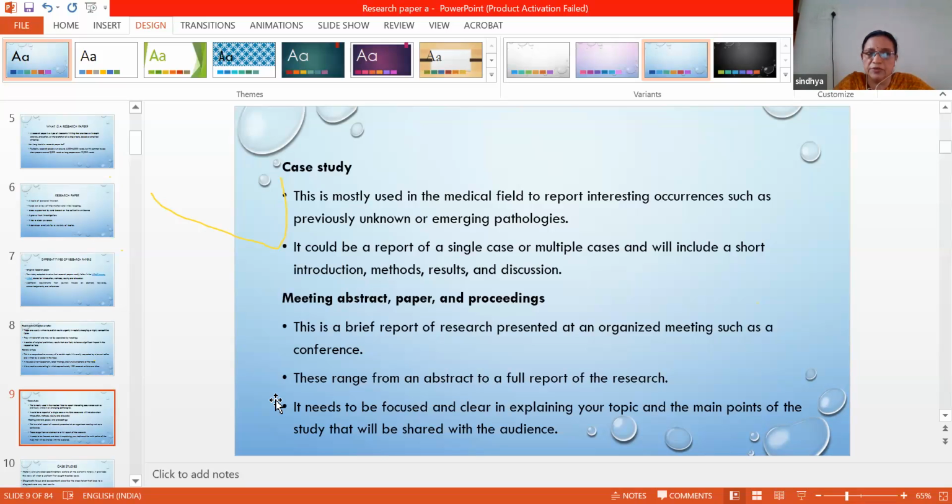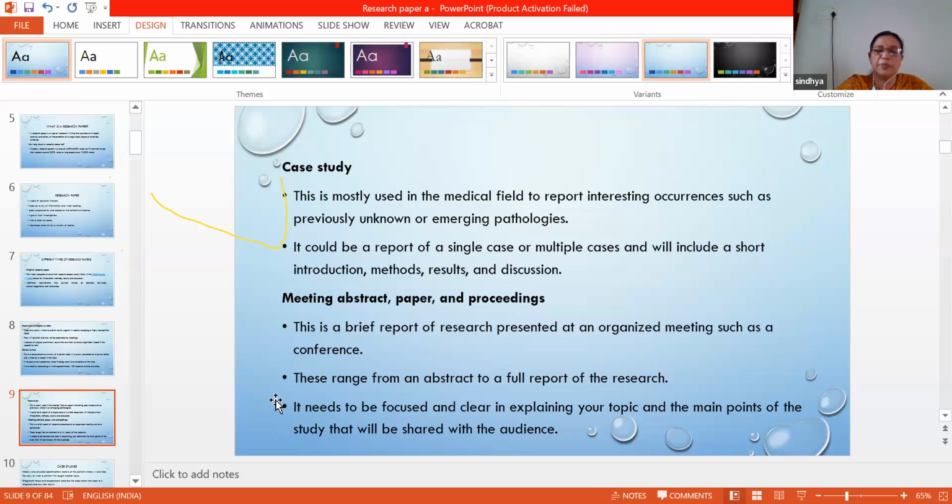And another kind of research paper is what we usually do for the preparation or presentation at a seminar. In some seminars they demand only an abstract. In some seminars a full paper is asked to be published in the seminar proceedings. So in that case, it can be an abstract or a full paper to be published in the proceedings. So a brief report of research presented at an organized meeting, that is the seminar proceedings. This ranges from an abstract to a full report of the research.